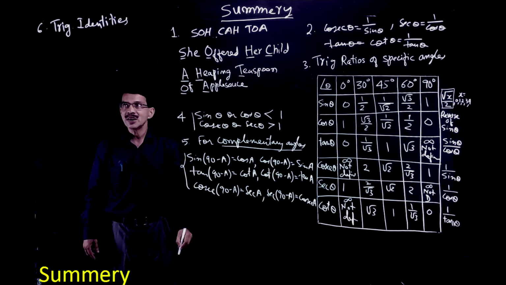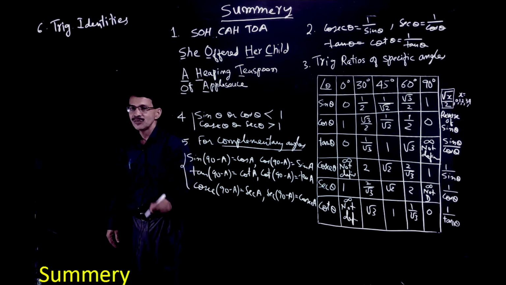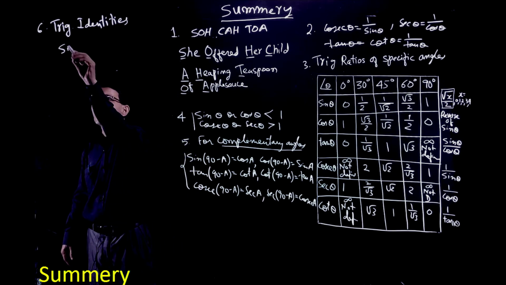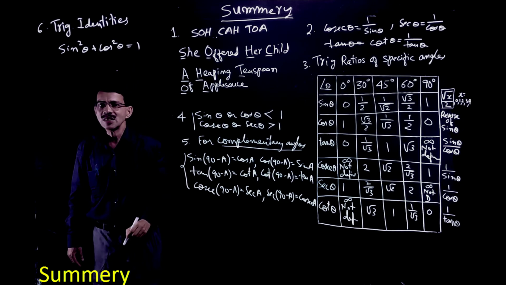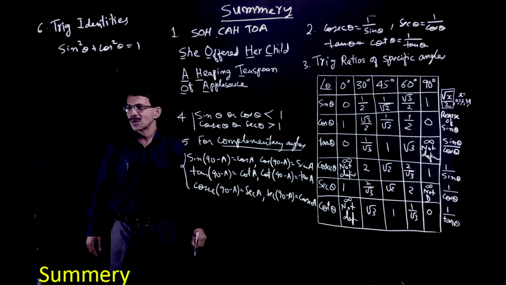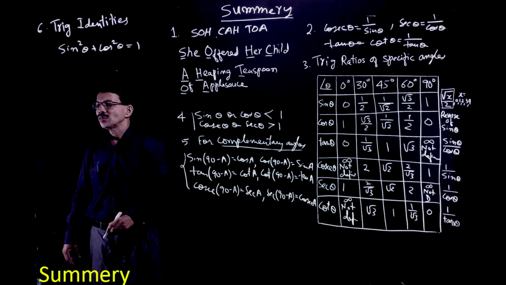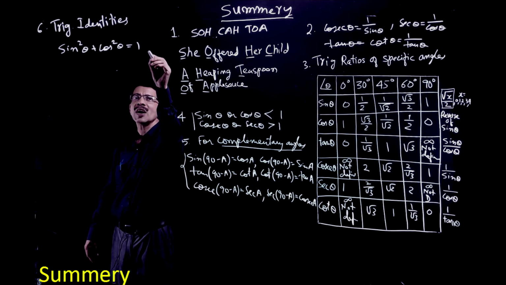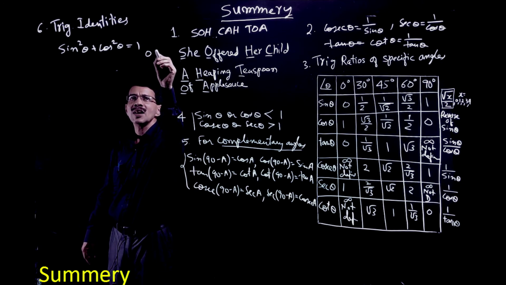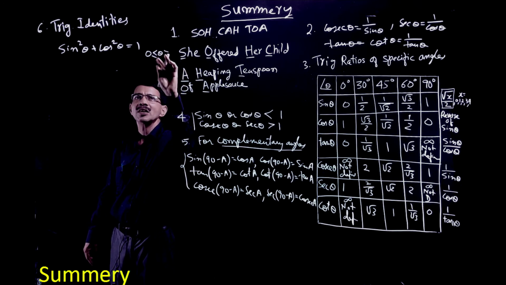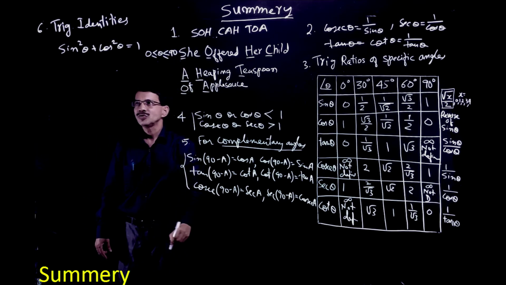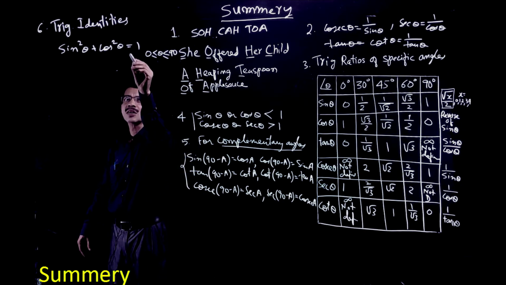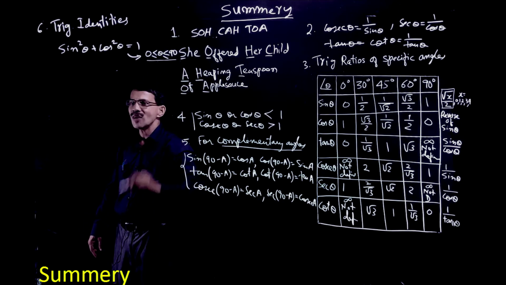Now in the last, we have studied the trigonometric identities. The first trigonometric identity we have studied is sin square theta plus cos square theta is equal to 1. This is used at many places. We have to remember this perfectly. And this is for angle theta less than or equal to 90 and greater than or equal to 0. Okay, this satisfies for these values of angle.